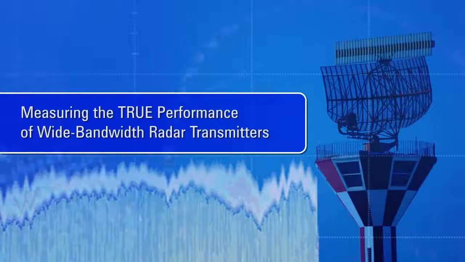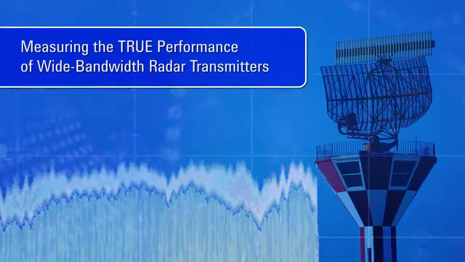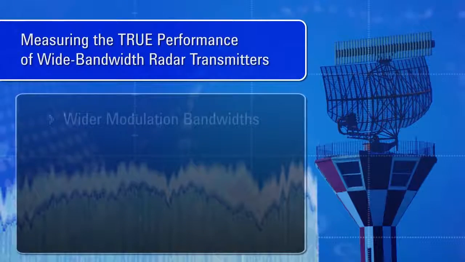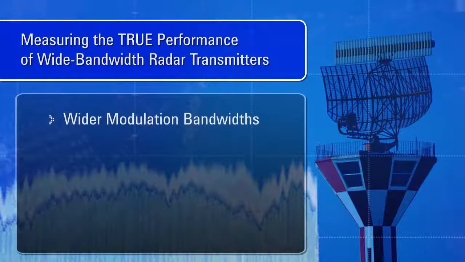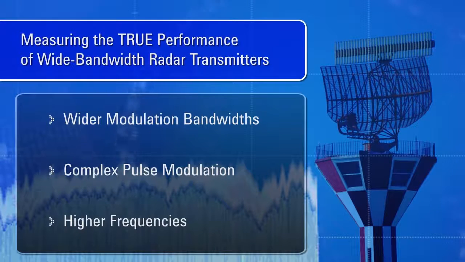Measuring the true performance of wide bandwidth radar transmitters. Modern radar systems require more processing gain to improve range resolution, which in turn drives wider modulation bandwidths. Radar systems also employ complex pulse modulation to improve range resolution and lower the probability of intercept and susceptibility to jamming. Many systems also operate at higher frequencies up to Ka band, which helps to support the wider modulation bandwidths, increased capacity, and smaller antennas.